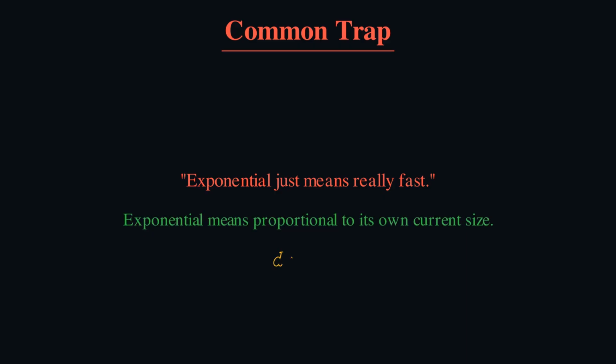A very common mistake, using exponential to mean really fast. That is wrong. The defining feature of exponential growth is that the rate of change is proportional to the current value. Mathematically, the derivative of y equals k times y. A rumor doubles faster when there are more people to spread it. That self-similar feedback loop is what separates exponential from merely large.